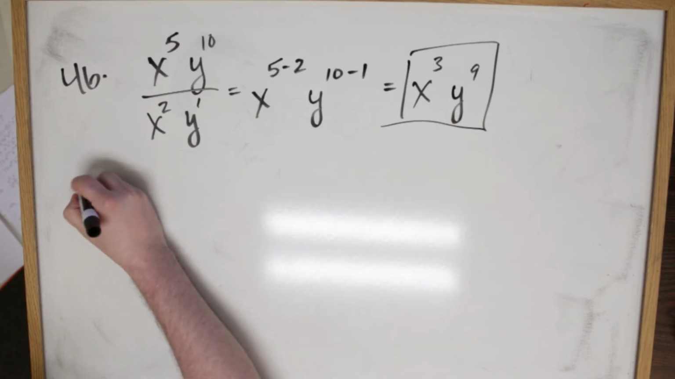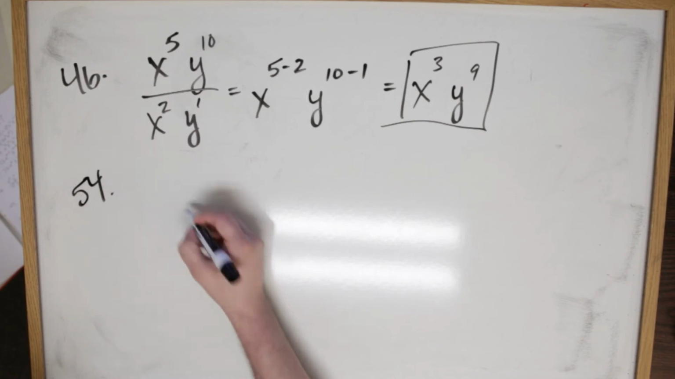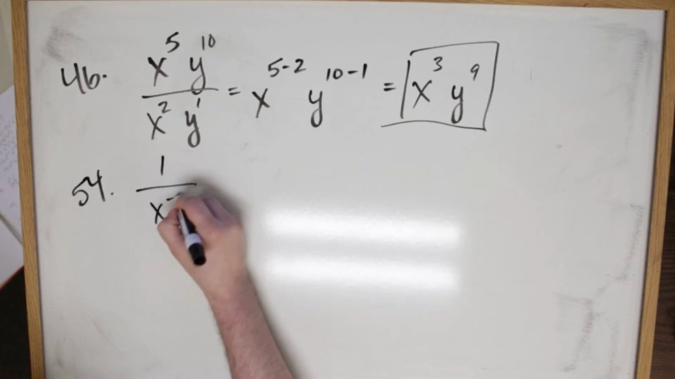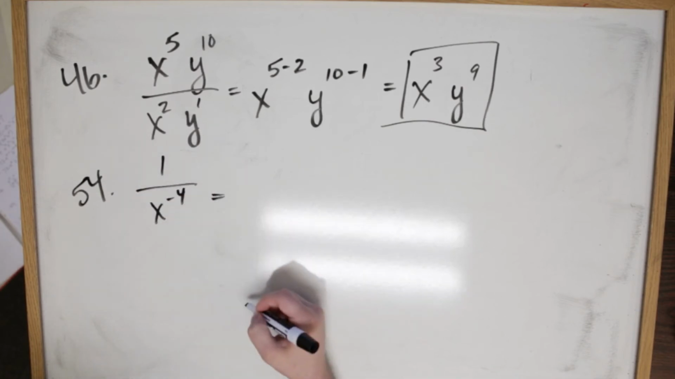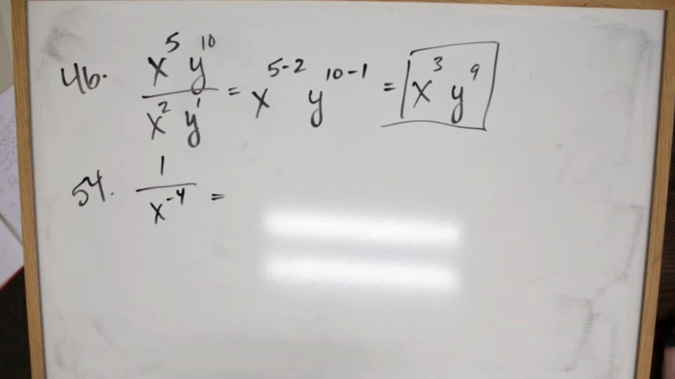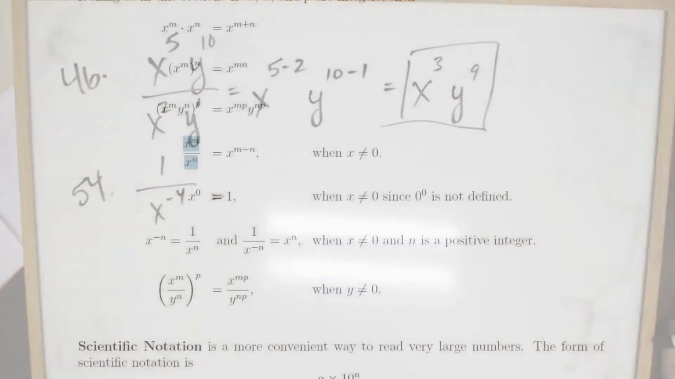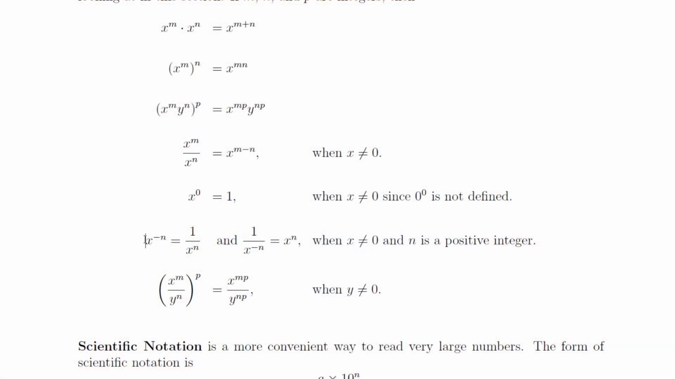Let's do 54. 1 over x to the minus 4. This is equal to, again, going back to the rule. I keep going back to these notes because they do really come in handy. Remember, if I've got something where there's a negative sign as an exponent, I flip it into the numerator or denominator depending on where it is. So down here, this is in the denominator, so I flip it to the numerator.